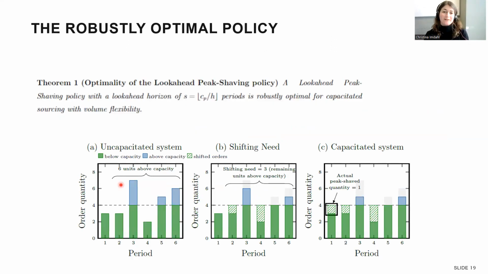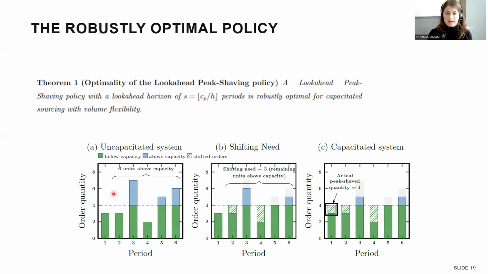And then finally, the robustly optimal policy for this problem is a lookahead peak shaving policy with a lookahead horizon of S being equal to CP divided by H, rounded down. The reasoning behind this is that if we can at most shift S times H periods, after that it is not financially beneficial anymore to shift more periods, because shifting more periods would be more expensive than incurring the cost premium. So that is why we only want to look CP divided by H periods ahead.